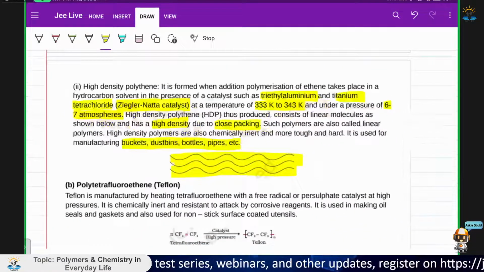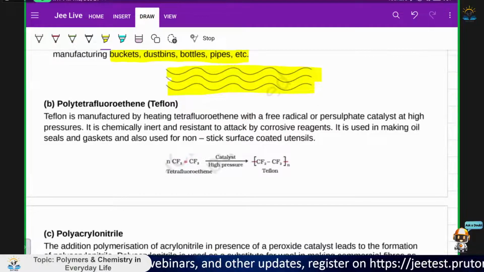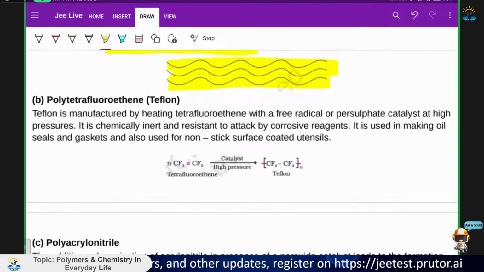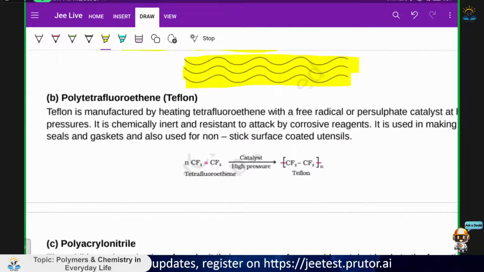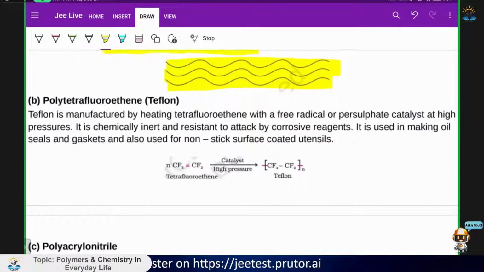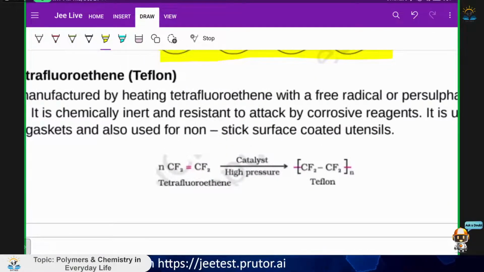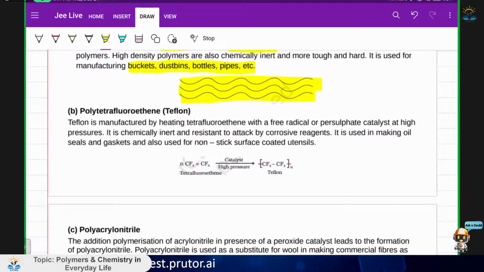Now we will discuss polytetrafluoroethene or Teflon. So we have heard about Teflon because it is used in our non-stick pans and all. Let's see what Teflon is made of. Teflon is manufactured by heating tetrafluoroethene. Tetrafluoroethene means CF2 double bond CF2 with a free radical or persulfate catalyst at high pressures. It is chemically inert and resistant to attack by corrosive reagents.